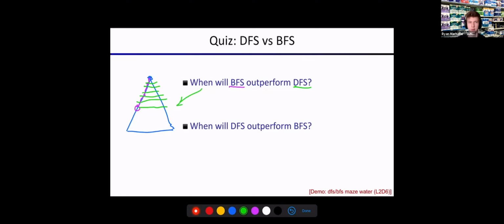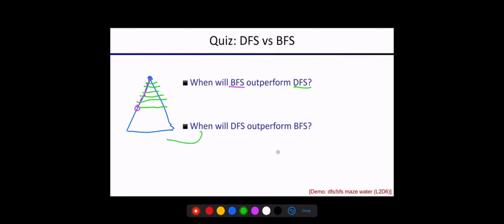Isn't it the other way around? Oh, sorry, that's right. Yes, you're right. The goal would have to be somewhere on the right, like top right, for BFS to outperform DFS. So this is when DFS would outperform BFS. That's right. This is the case.